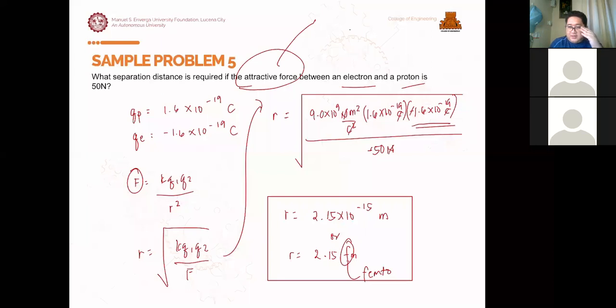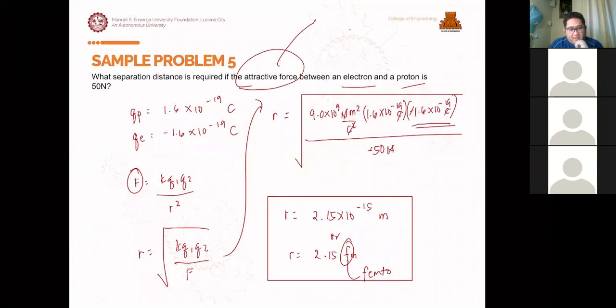So question regarding Coulomb's law. Sir, ano po ibig sabihin yung femto, sir? Femto ibig sabihin times 10 to the negative 15. Para din siya katulad ng micro, pero imbis na negative 6 yung exponent, negative 15. So, pwede na rin po yung times 10 to negative 15 na lang po, sir. Okay na din naman yung negative 15.